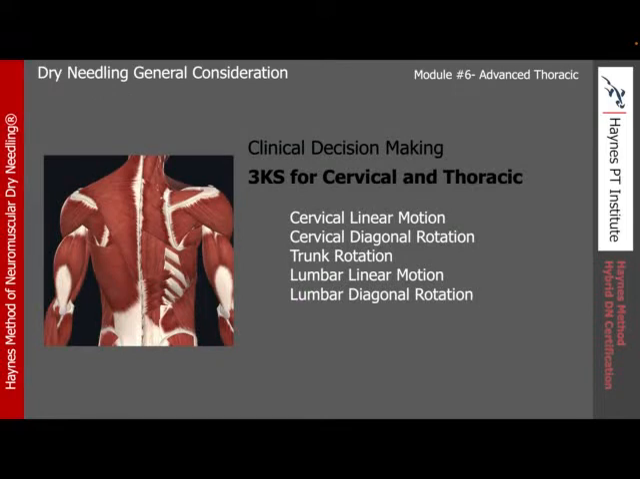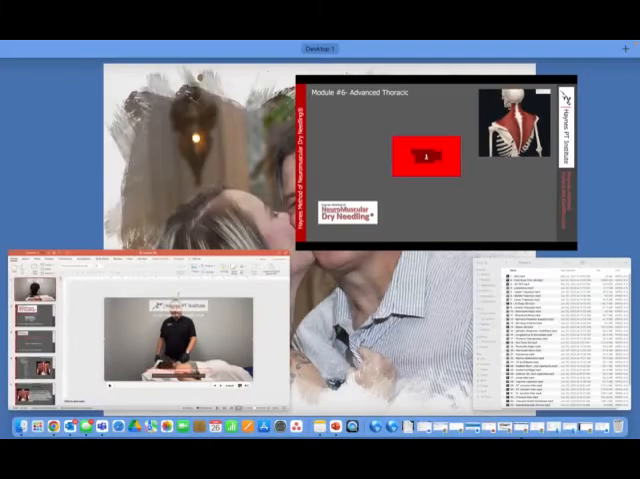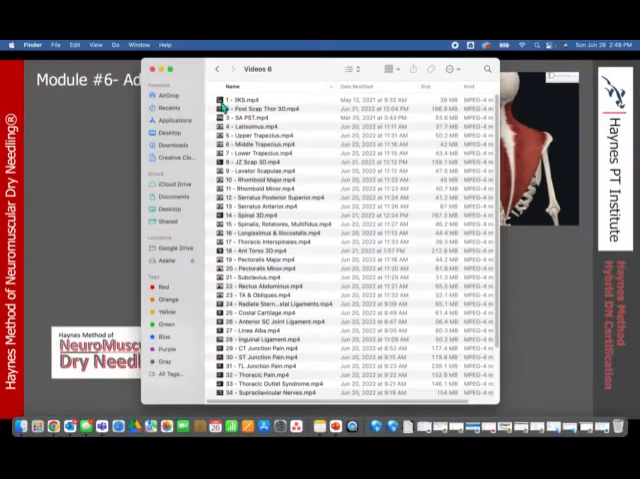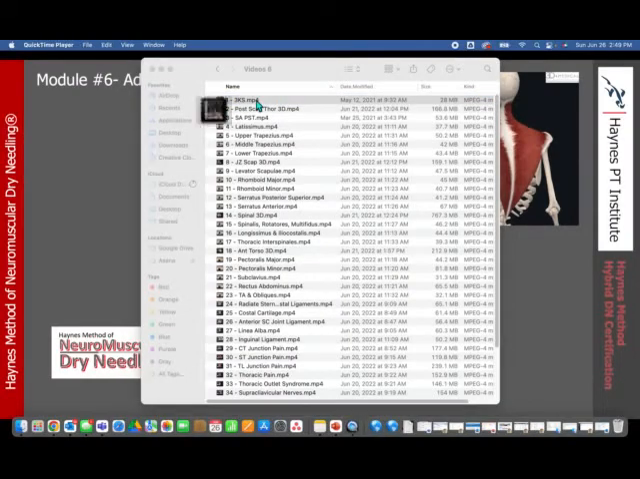So we'll move on to our clinical decision-making piece. Here we talked in Module 5, introduced the 3D kinetic screen, or the 3KS. We went through that. Here we're going to add in a thoracic component with trunk rotation and some lumbar linear and diagonal rotation as well. So let's move directly into our video here.